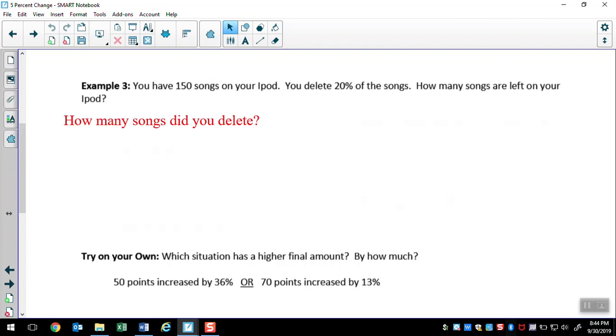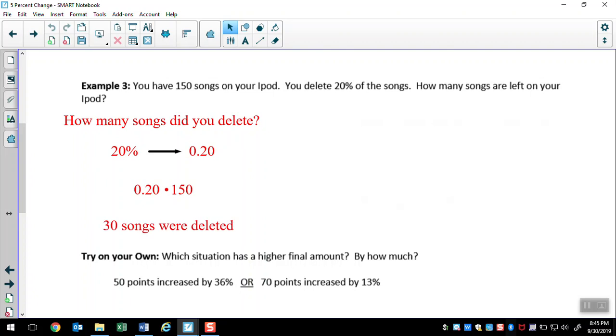So let's start by figuring out how many songs we deleted. We deleted 20% of those songs. All right, so to do that, we're going to take our percent and we're going to change it over to a decimal. So this is the method here, just like what we did with markup and discount. Now I can take my decimal and multiply it by the original amount, 150. So 0.20 times 150 will give me 30. So 30 songs were deleted.